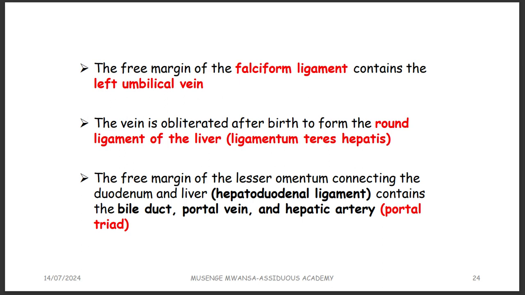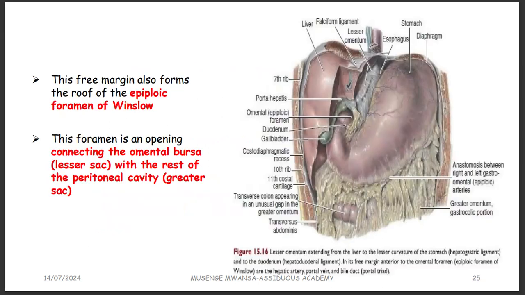The free margin of the lesser omentum connecting the duodenum and the liver contains the bile duct, portal vein, and the hepatic artery. That is known as the portal triad. Remember, connecting the liver to the duodenum, hepatoduodenal ligament. So from the liver to the duodenum, you are going to have the bile duct, the portal vein, and the hepatic artery. Talked about them in the GIT.